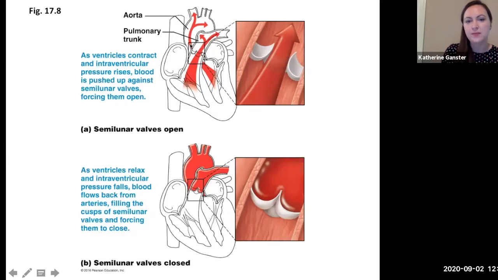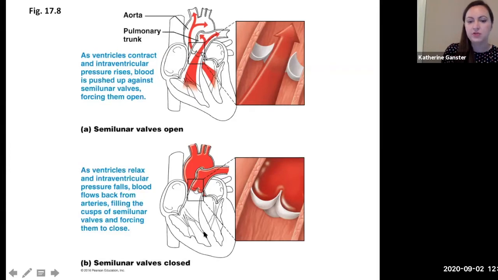This example happens to be between the right ventricle and the pulmonary trunk, but it's the same concept where the blood pressure in the ventricle exceeds the pressure in the artery here. The semilunar valve will open, blood leaves the ventricle and goes out into the major artery.